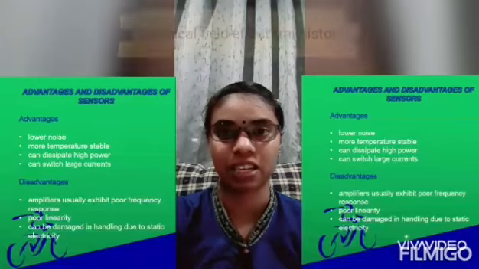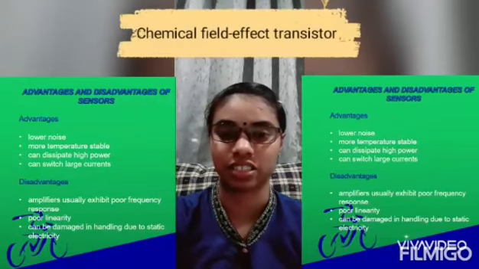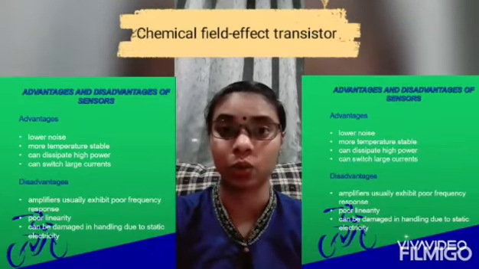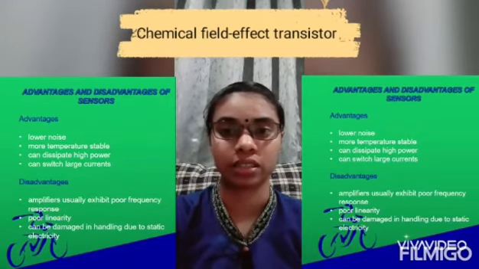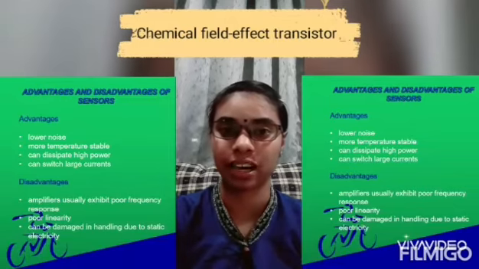First is chemical field effect transistor. The FET generates lower noise and is more temperature stable. It also can dissipate high power and can switch large currents.